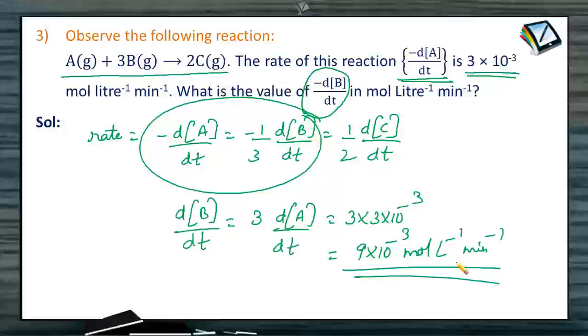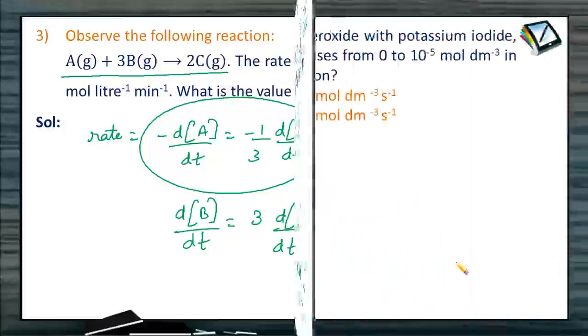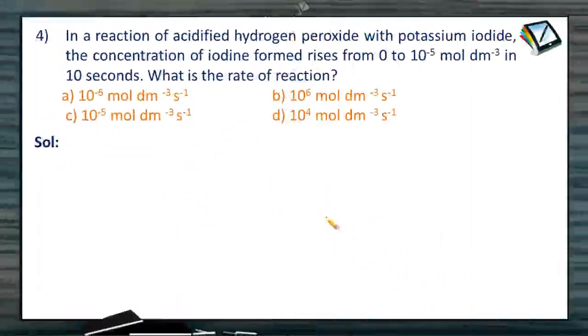Fourth one. In the reaction of acidified hydrogen peroxide with potassium iodide, the concentration of iodine formed rises from 0 to 10 power minus 5 mole decimeter cube in 10 seconds. So what is the rate of reaction? In a particular process, iodine is released and its concentration changed from 0 to 10 power minus 5 in a time interval of 10 seconds.